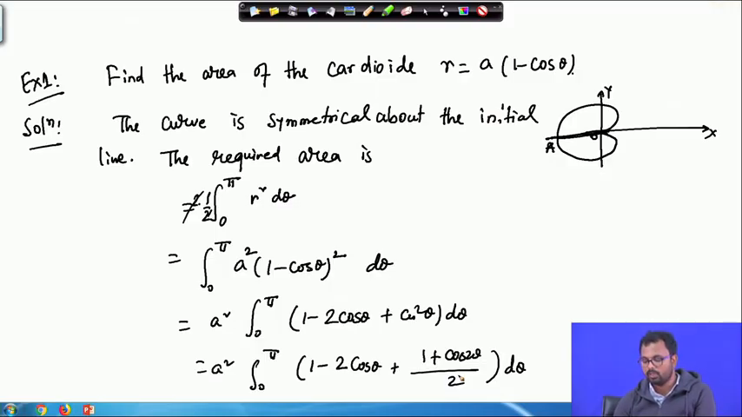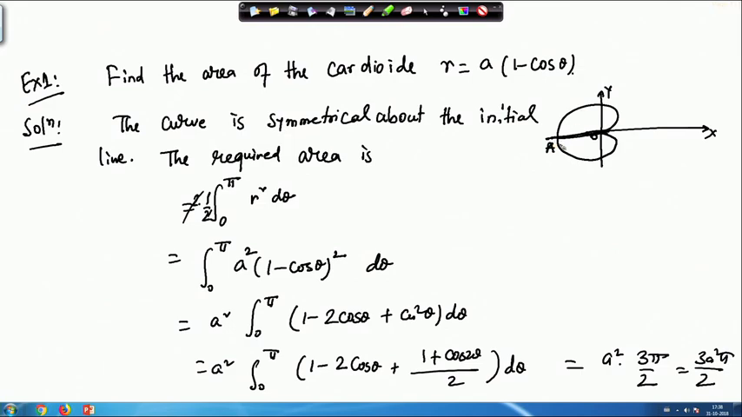So, this will become theta, this will become 2 minus 2 sin theta, this will become theta by 2 plus 1 by 2 times the integral of cos 2 theta, which will be sin 2 theta by 2, and then you substitute the value of theta. So, ultimately you will be able to obtain a square times 3 pi by 2. So, this is basically 3 a square pi by 2. So, that is the area bounded by this cardioid.